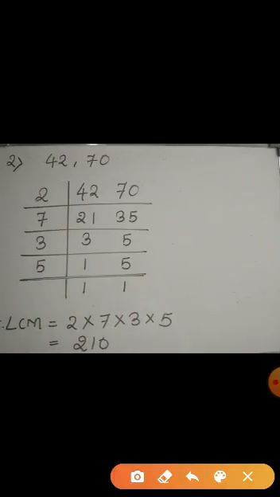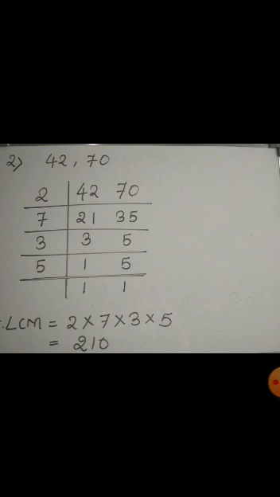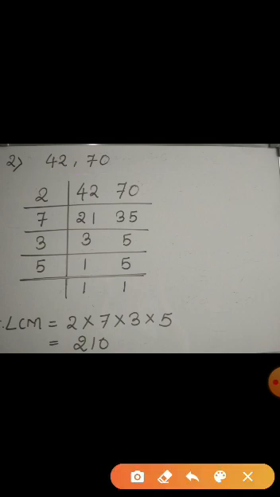Let's see one more example. Here we have to find out the LCM of 42 and 70. So again I am going to divide 42 and 70 by their common prime factors, right? Now 42 and 70 are both even numbers, so obviously they are divisible by 2. So here I have divided 42 and 70 by 2. When I divided 42 by 2, I got 21 as a quotient. And when I divide 70 by 2, I got 35 as a quotient.